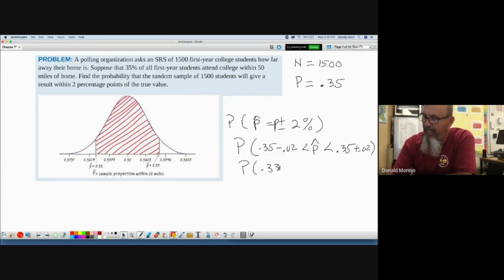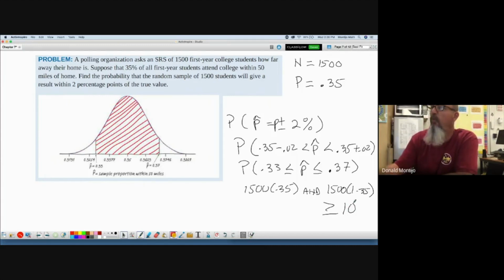What's the probability that I take a sample of size 1,500 and my sample proportion, p hat, is between 0.33 and 0.37? Well, I know that it's normal. How do I know that it's approximately normal? Well, because n times p, 1,500 times 0.35, and n times 1 minus p, both must be greater than or equal to 10. Yeah, they're both way bigger than 10. So I know it's going to be normal.